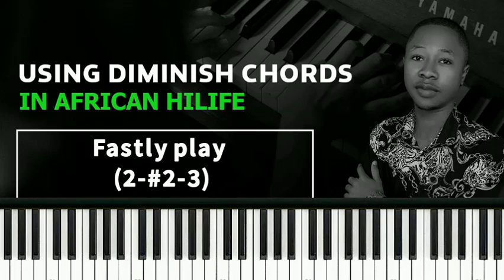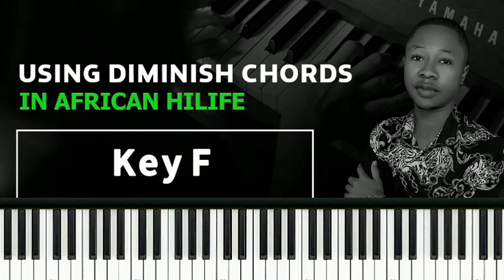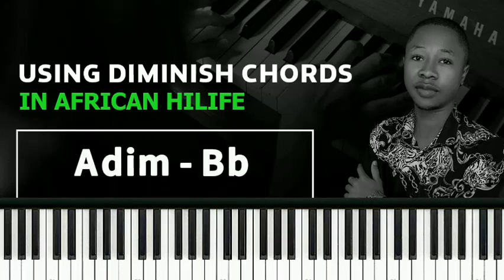Right, so that is it. So let's move to the key of F. In the key of F, our 3 is A, because the key of F is fa, so it's A, then this is A diminished.